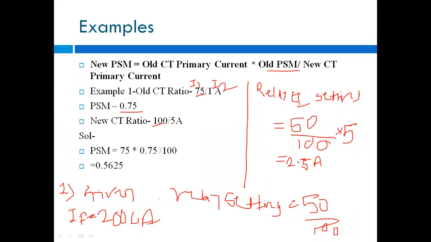So here, according to examples, the formulas actually change, so you cannot use the same one for all. After that you can find the plug setting multiplier. This plug setting multiplier is equal to fault current divided by your pickup current. Pickup current means your plug position into the rated CT secondary.